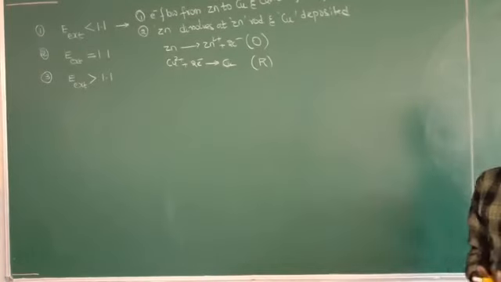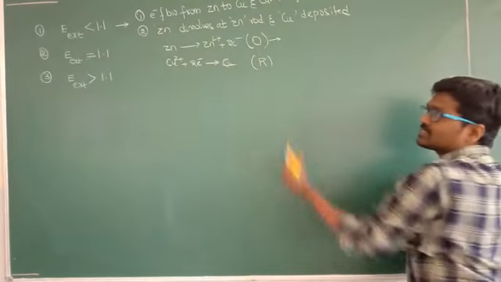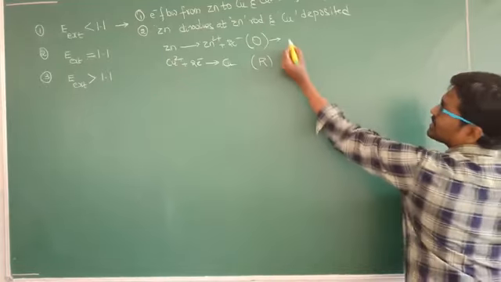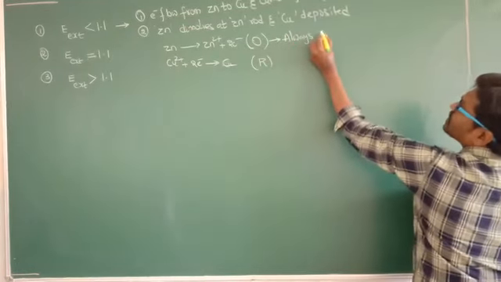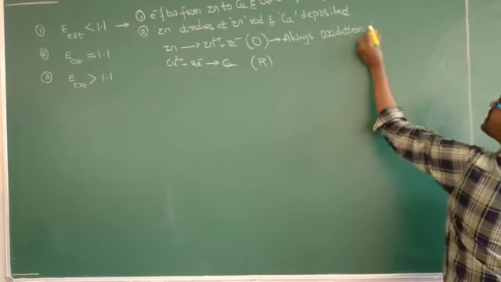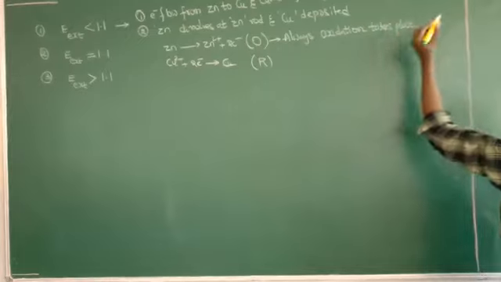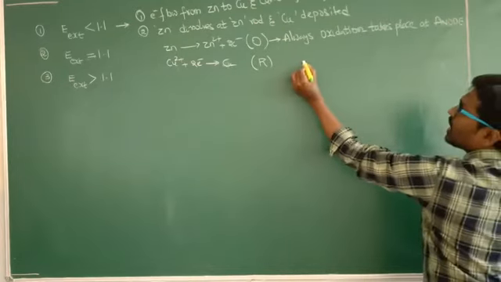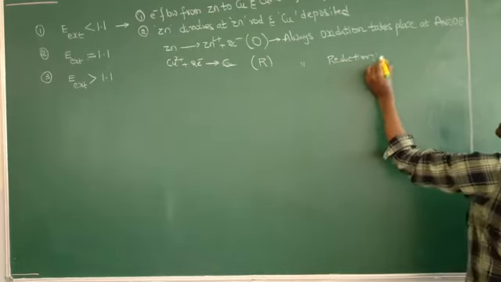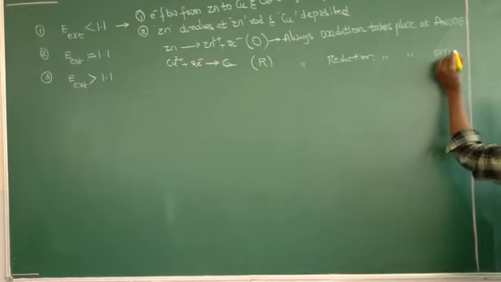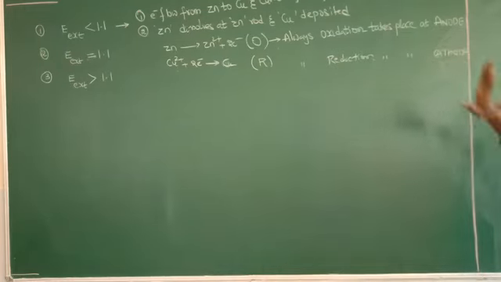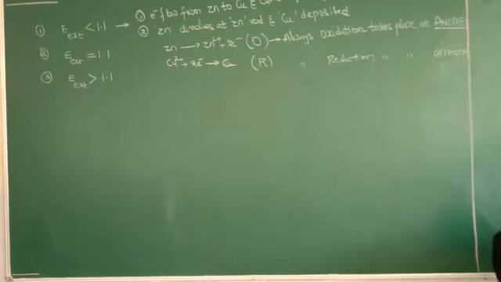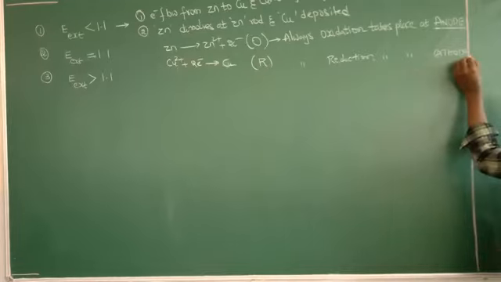Now, the point you have to remember is this: whether it is an electrochemical cell or an electrolytic cell, whatever it may be, always oxidation takes place at the anode, and always reduction takes place at the cathode. So these are the two points you have to remember.